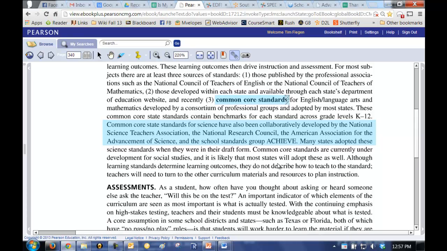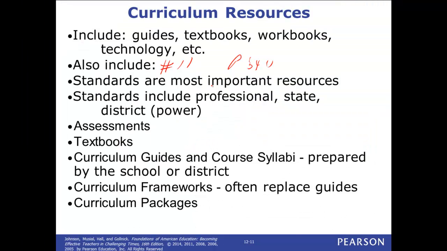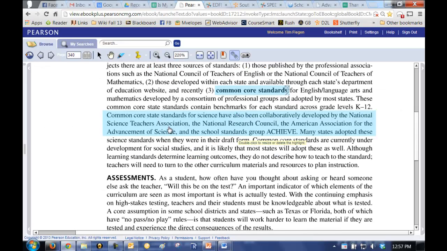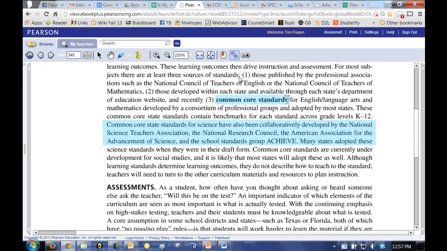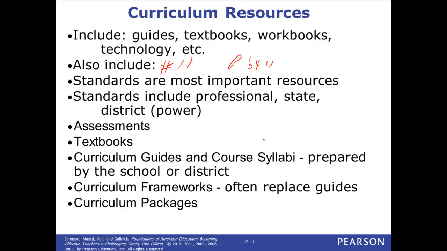Okay. So, standards are most important. They come from professional, state, and district. I want you to explain these, where they come from, these 3 things here. And this will be number 12, where they come from.